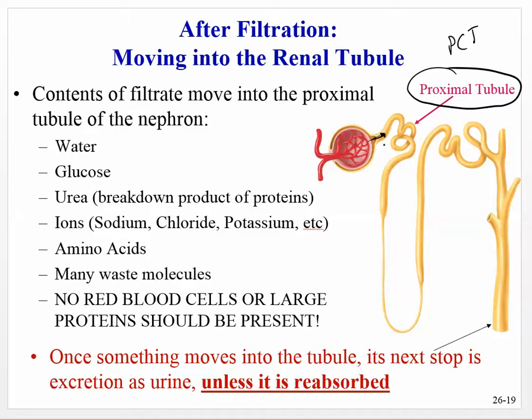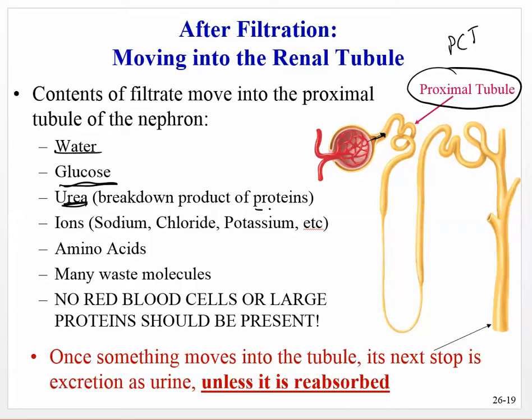So what's in it? What's left? We know that blood cells were left out. We know that large proteins like albumin, which is a large protein that's in the blood, didn't make it. Those things stayed in the blood. They just went right on through. But what's in there? Water is in there, obviously. Glucose is small enough to fit through there.